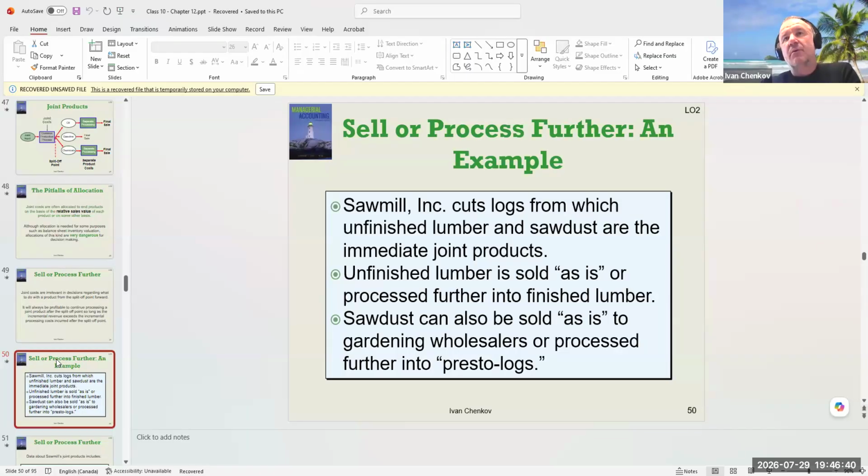Let's go to the slides and see our example here. This company makes catalogs from unfinished lumber and sawdust. Lumber and sawdust, those are immediate joint products after the logs are cut. Unfinished lumber can be sold as it is or processed further to finished lumber. Sawdust also can be sold as it is or can be processed further into Presto logs.